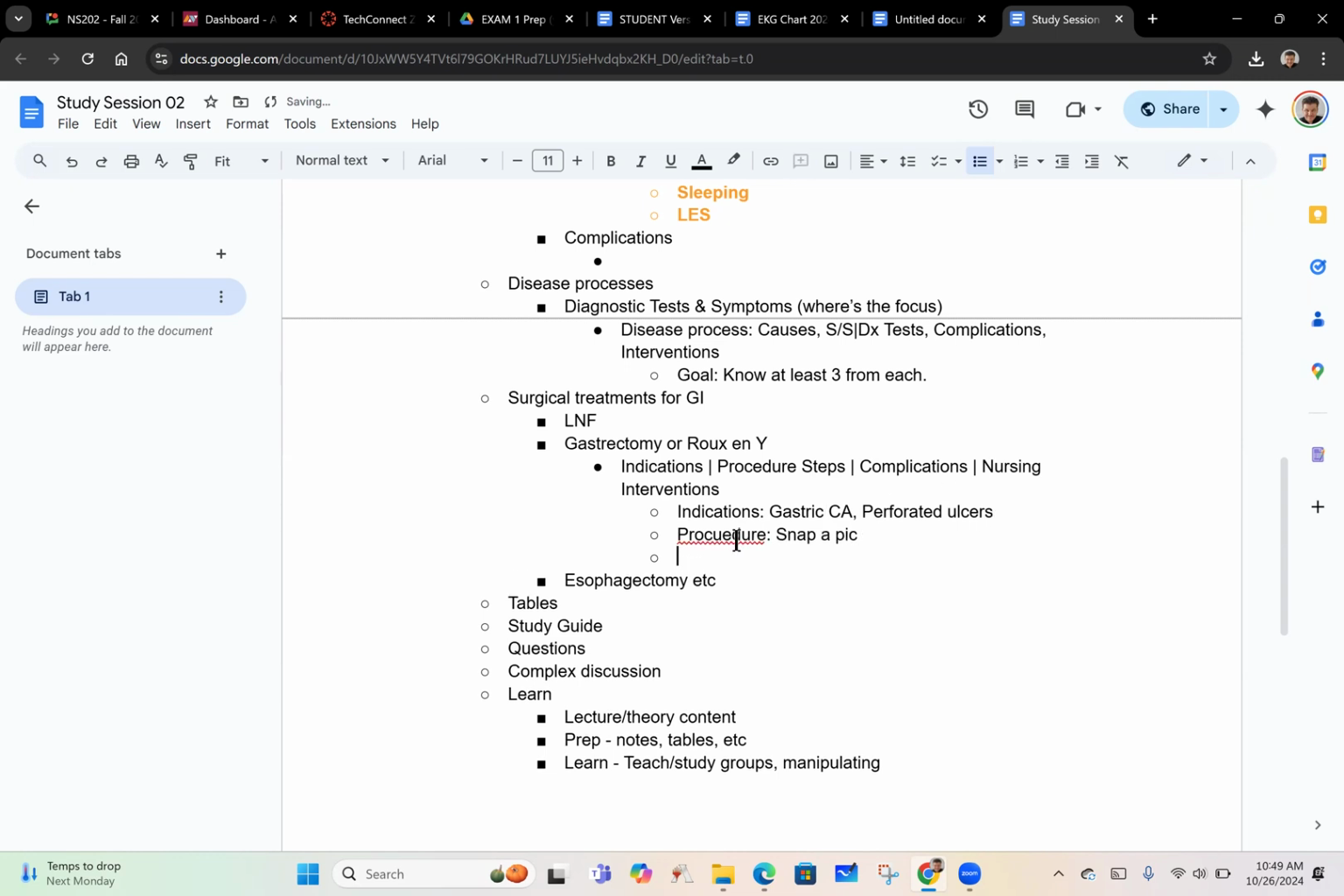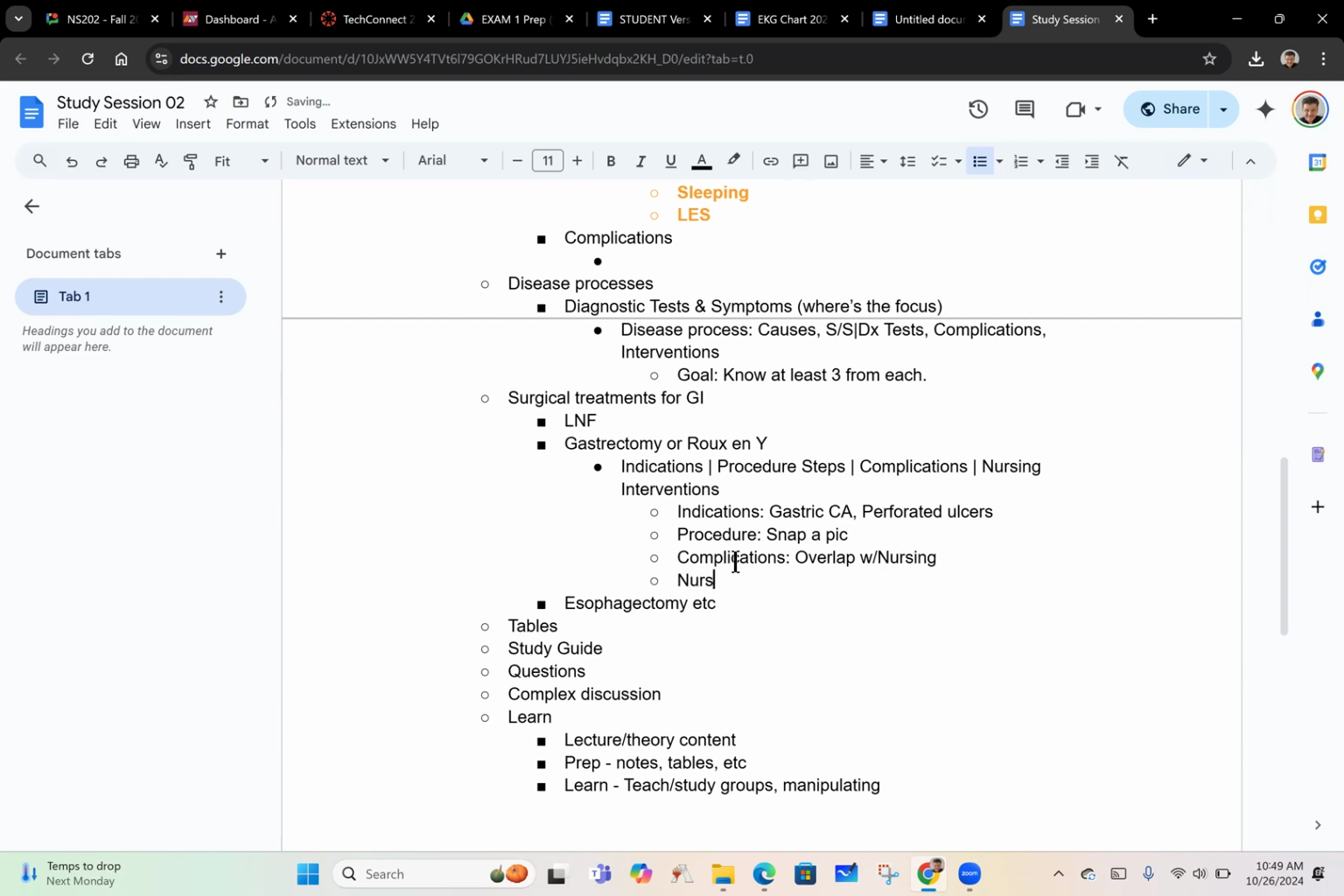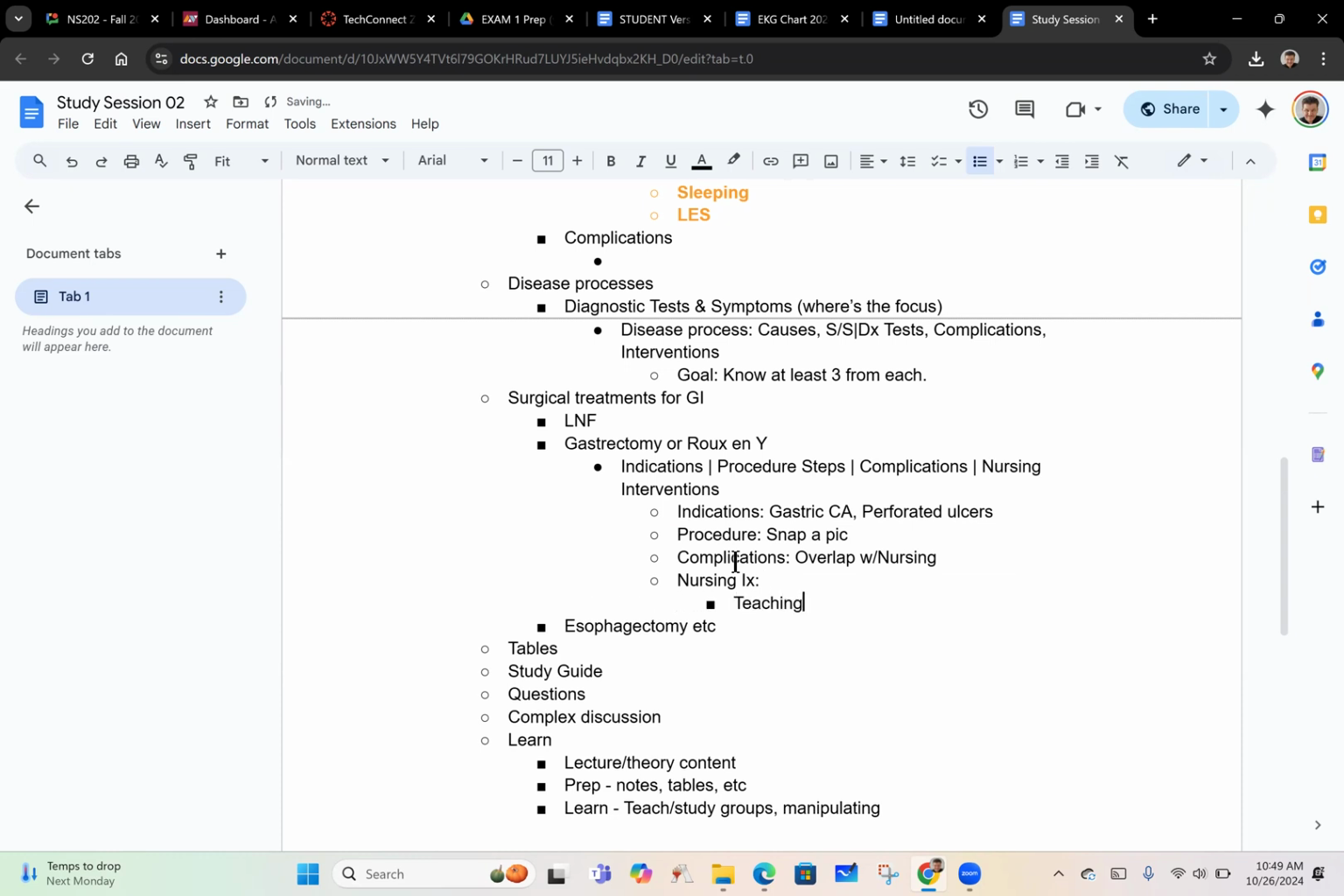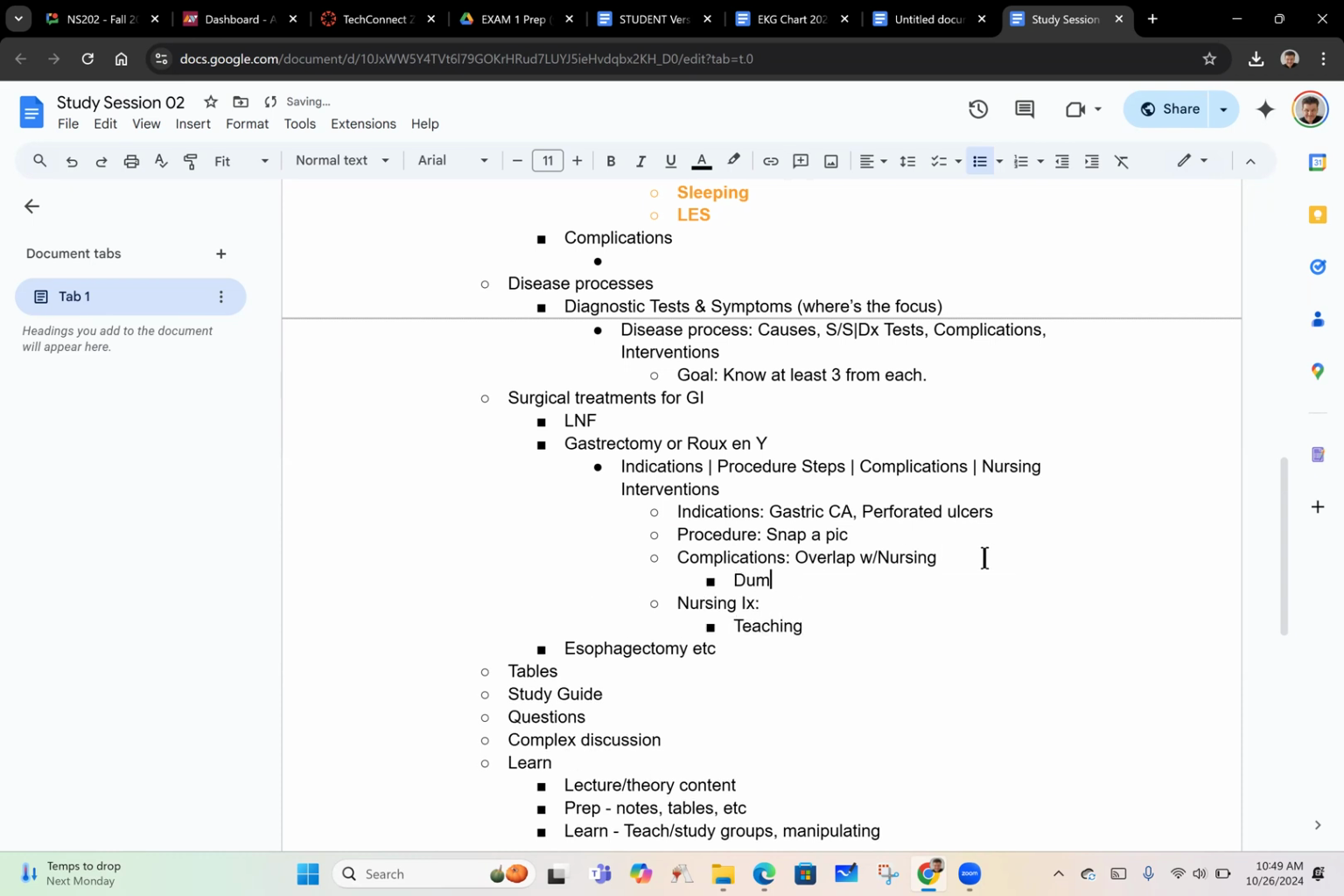Okay, and then for complications, that kind of overlaps with nursing, right? So you just put what it is, and then the nurse intervention can be, what's the teaching, right? So for complications, you can put dumping syndrome. I'm not gonna list all the things I'm gonna do for dumping syndrome. I could put maybe the symptoms there, and then I'll have the teaching, right? Teaching for dumping. That makes sense? So that's a quick table for gastrectomy, right?